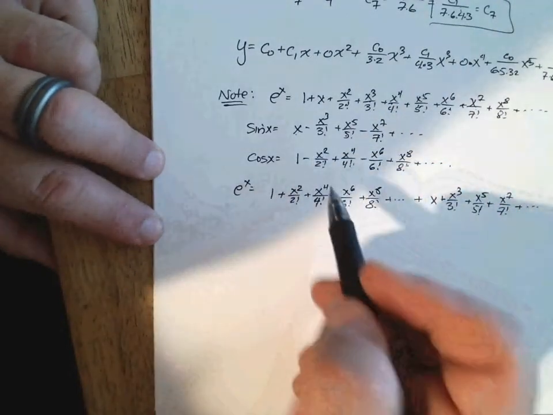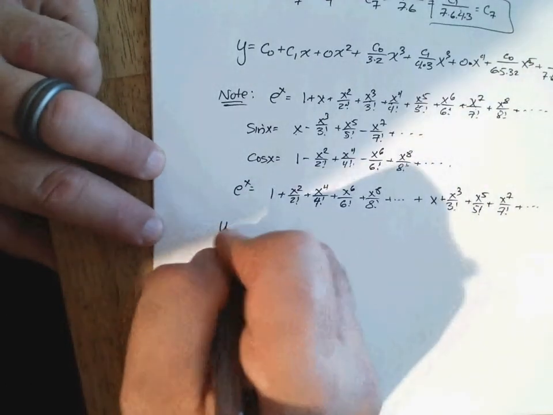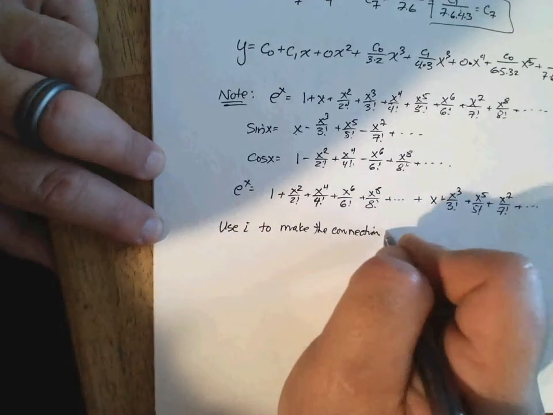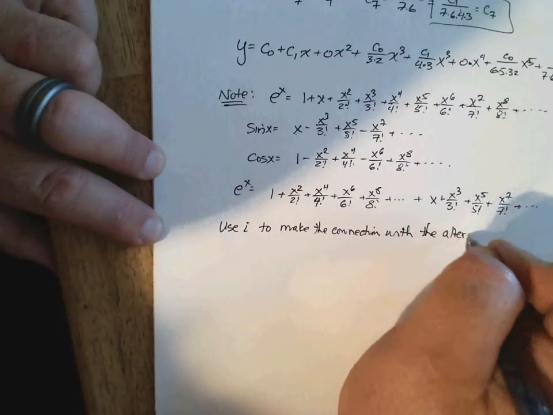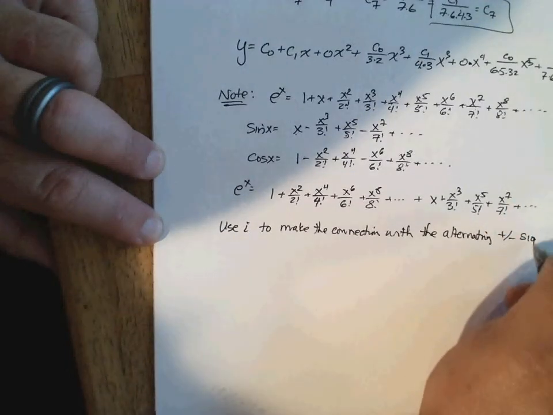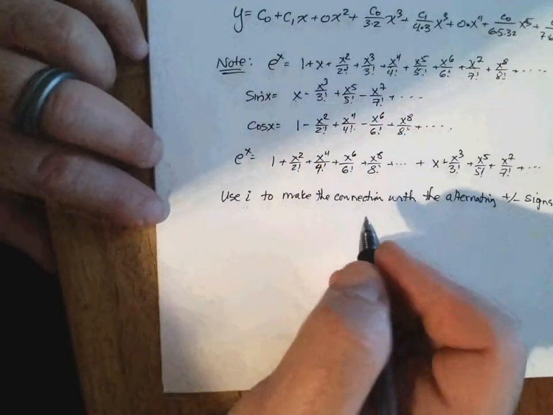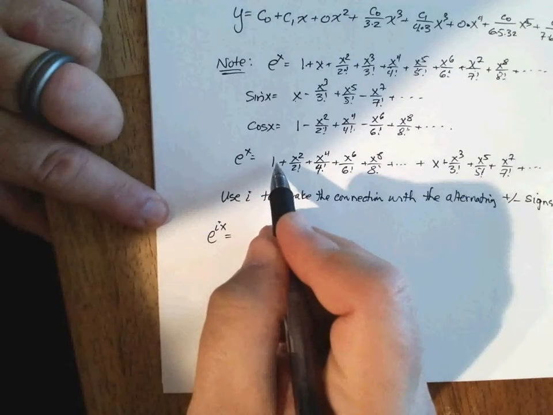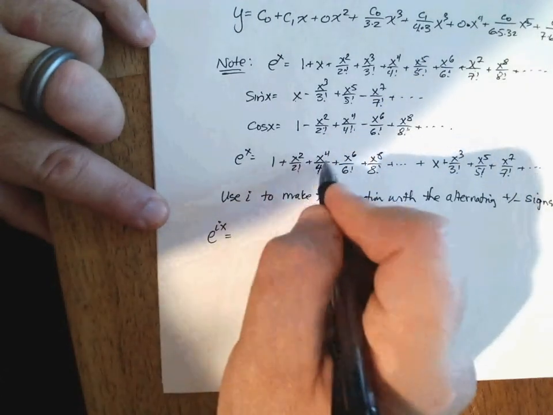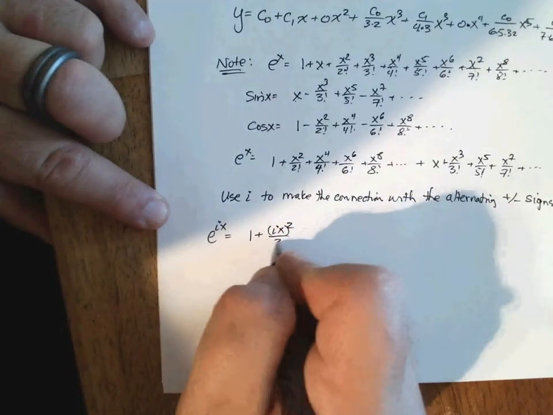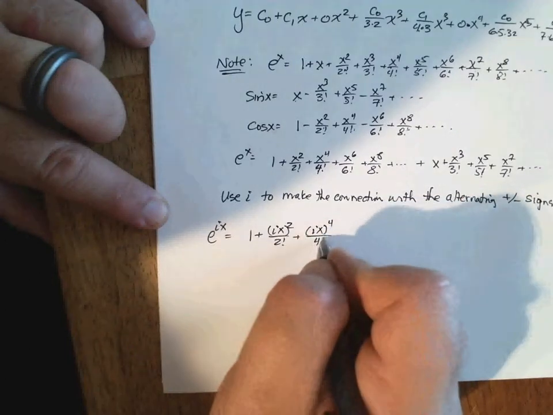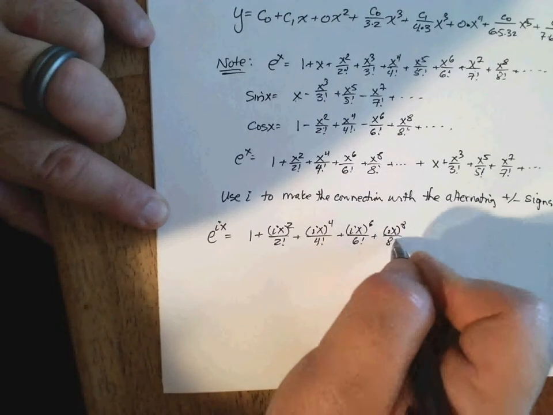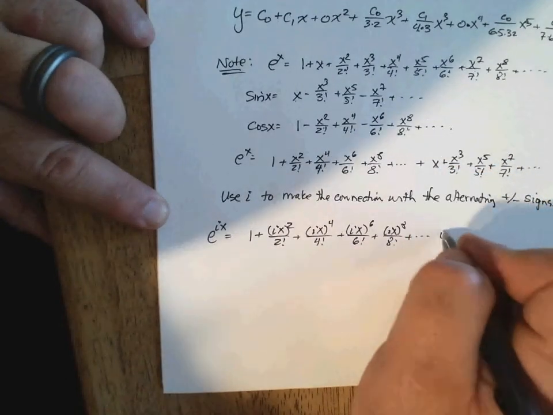And yes, there is. How do I account for these things matching up with an alternating pattern occurring? And this is how we do it. Use i to make the connection. And this is how I do that. What would e to the ix be? Well, e to the ix means I'm putting an ix in for each of these x's. And the same thing over here, an ix for the x's.